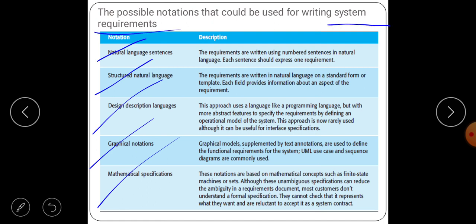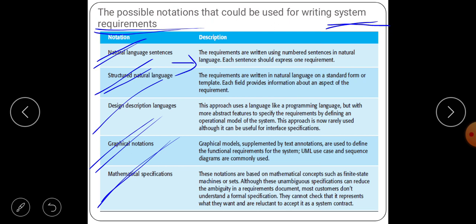First one is natural language statements, nothing but natural language sentences, structured natural language, design description language, graphical notation, mathematical specification. Using these notations, we can write the system requirement. Okay, what is this natural language sentence?